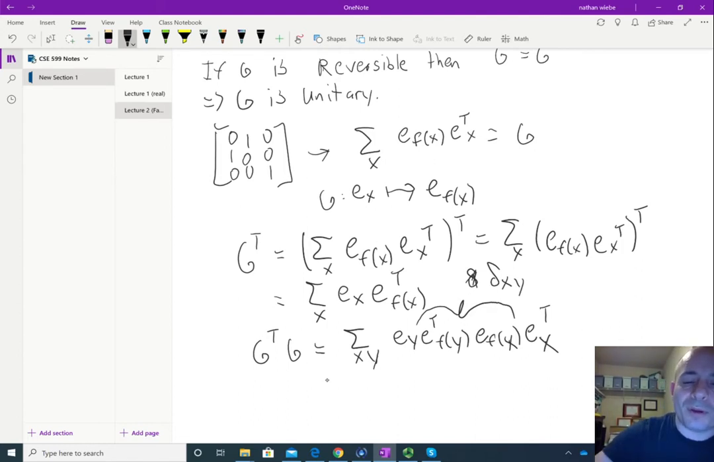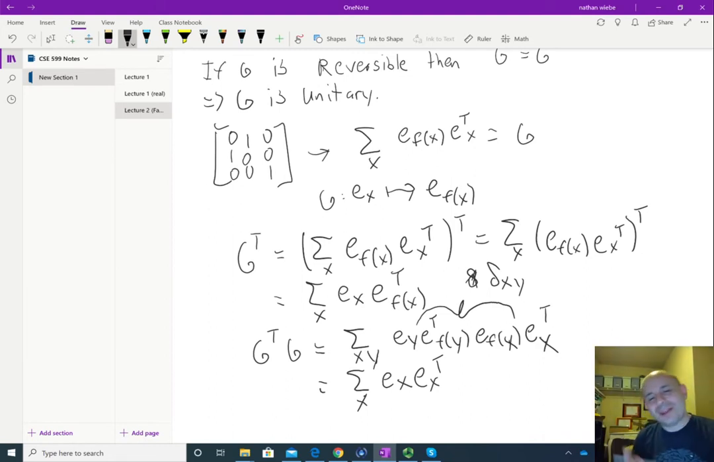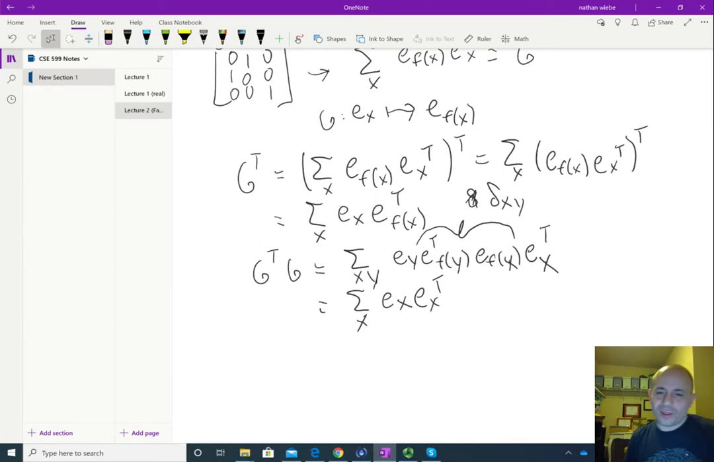So when we use a property for the Kronecker delta, this ends up just becoming the sum over x of e_x e_x transpose. All right, cool. And so savvy people in the class right now might look at this and say, "Hey, that's the identity, isn't it?" And yeah, it really is the identity. But in order to see this, we need to take a look at what the matrix elements of this guy are.